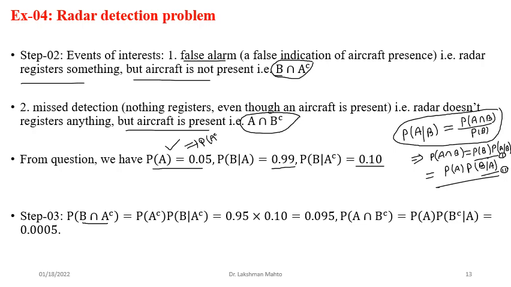So we know the probability of A complement. That one is given. So first we calculate the probability of A complement into the probability of B given A complement, and just simplify. And this is the probability of false alarm. And likewise, this is the probability of misdetection. So you got it this way, through another representation of the definition of conditional probability.